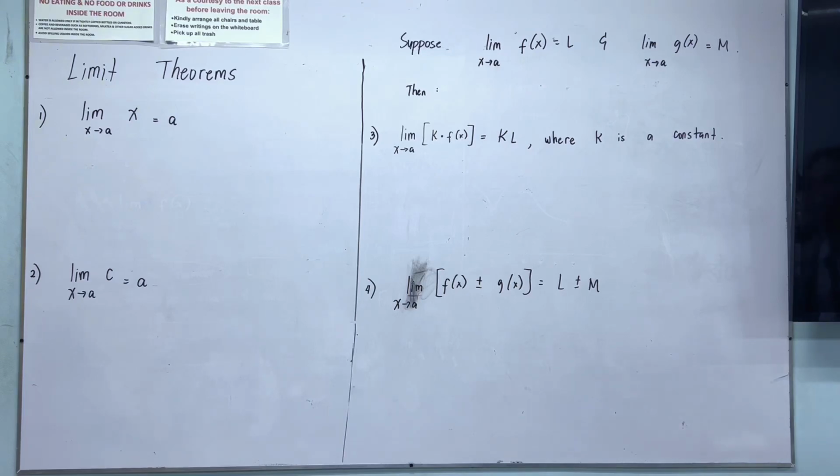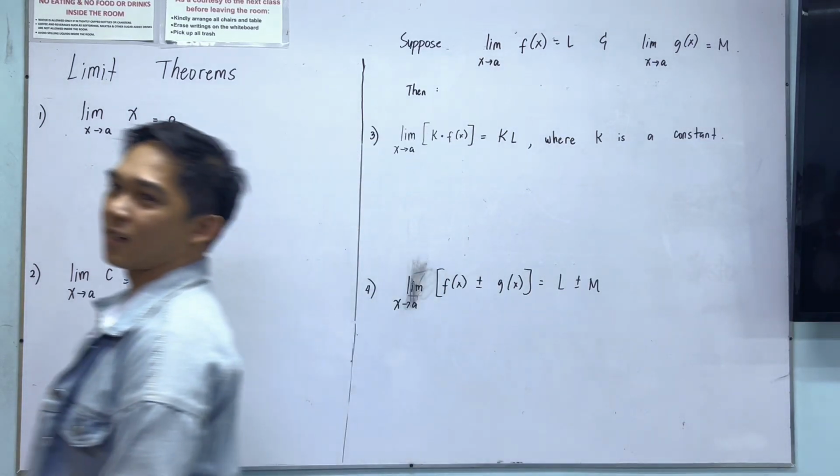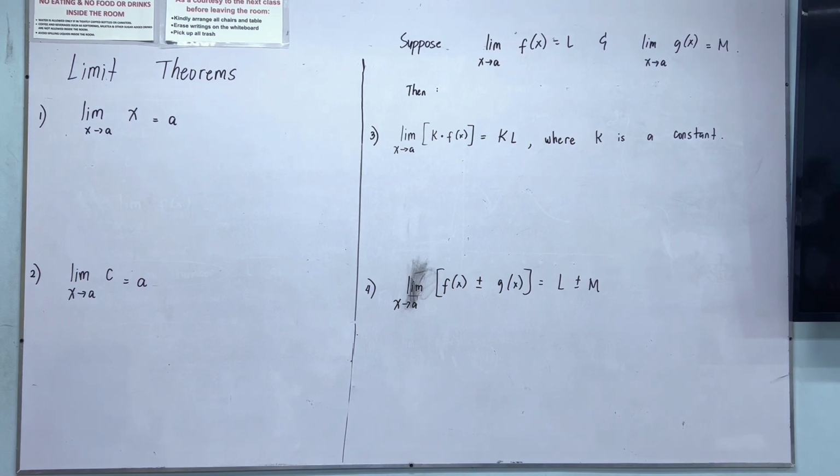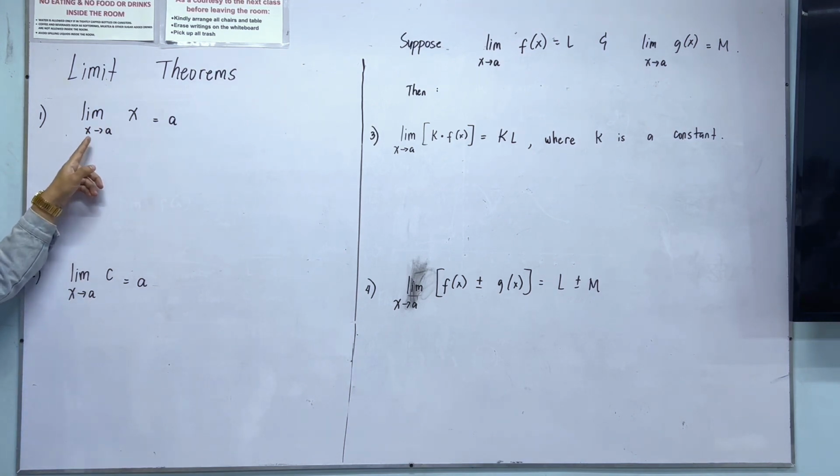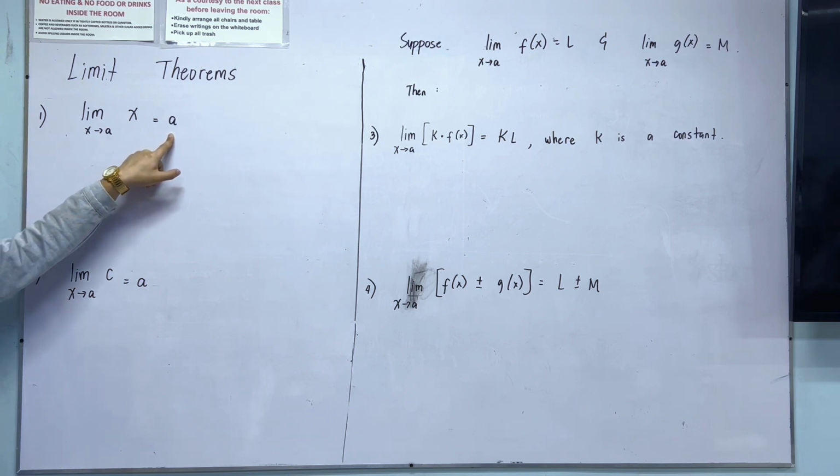Now let's move on with limit theorems. Theorems on limit. We have the first theorem: the limit of x as x approaches a is equal to a.